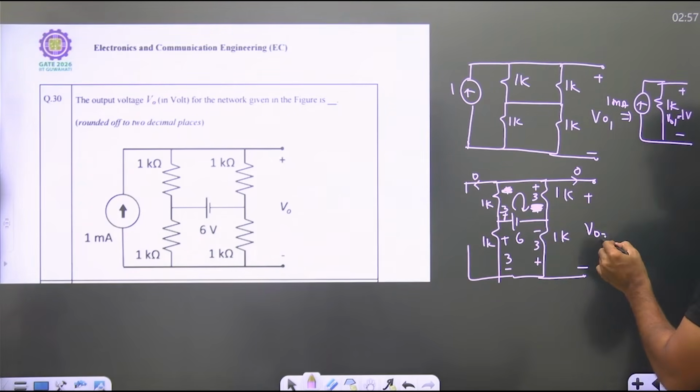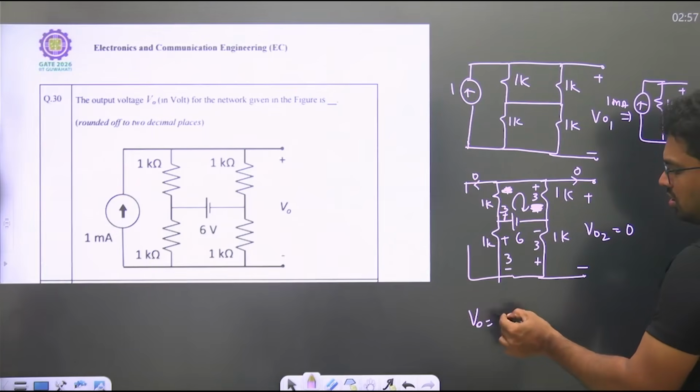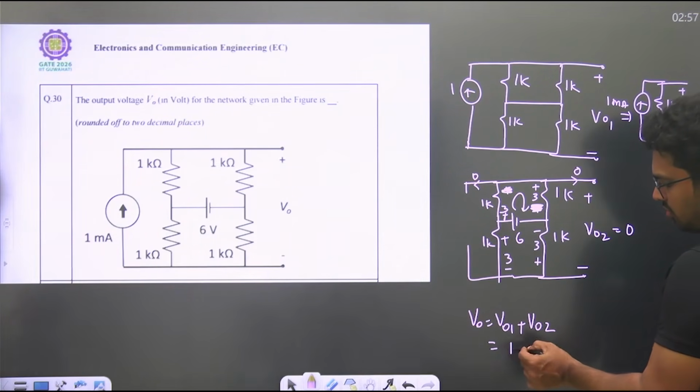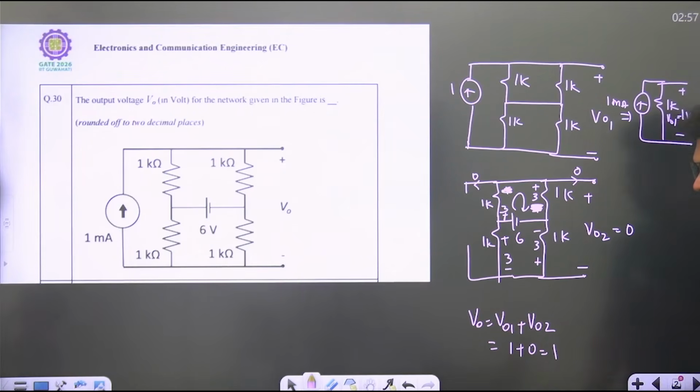So what is V0 2? Plus 3 minus 3 cancels, 0. What is your V0? The algebraic sum of individual responses. That will give you 1 plus 0. 1 is the right answer. Is it clear?